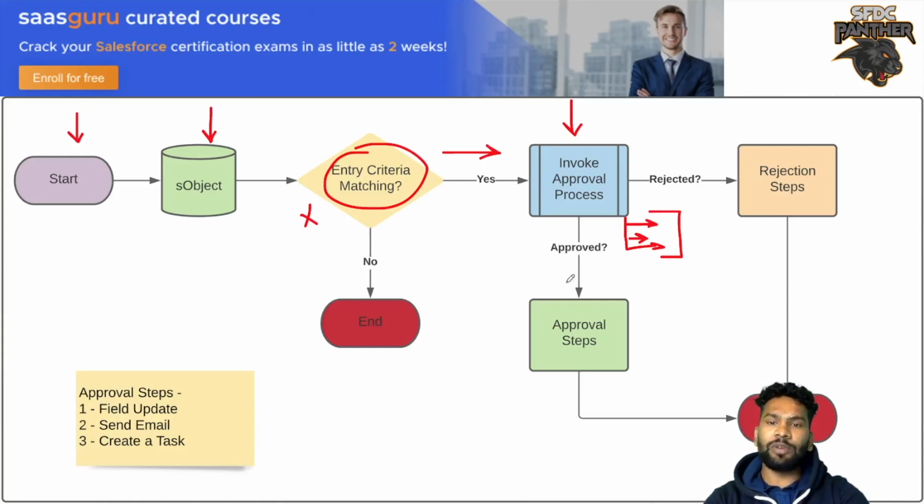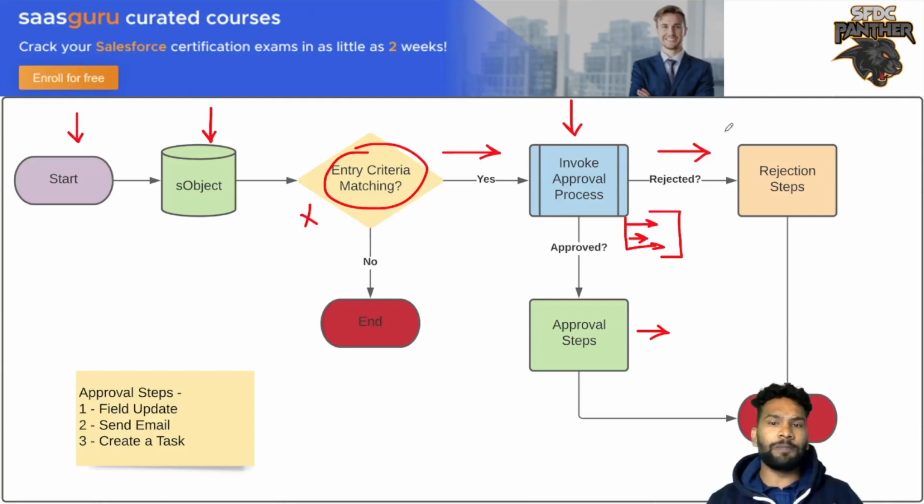Then for every approval process, if it is approved, there will be a final approval action. Say that your offer letter was approved, then there will be a final approval action, like rolling out the offer or contacting the candidate, that kind of thing. If there is a rejection, then there will be some rejection steps which will be performed.